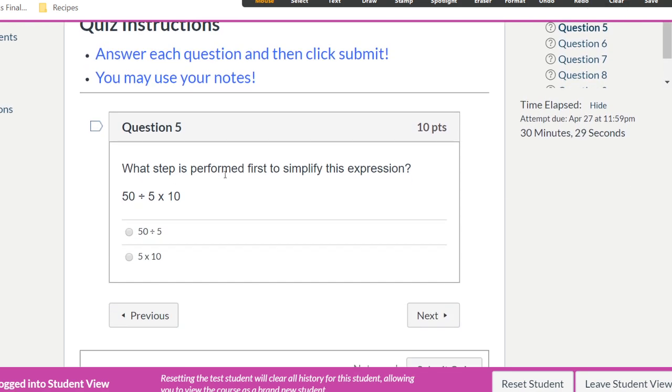What step is performed first to simplify this expression? Well, if I write out my steps, please excuse my dear Aunt Sally. I see there are no parentheses in our expression. There's none of that. There are no exponents. As far as multiplication and division goes, there is division and multiplication, but the division shows up first, so I'm going to solve that one first. And that's going to be the 50 divided by 5.